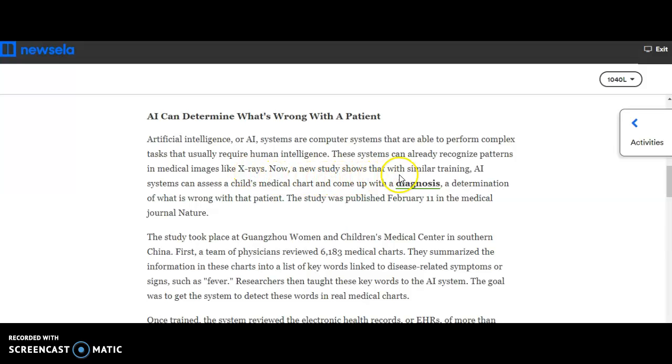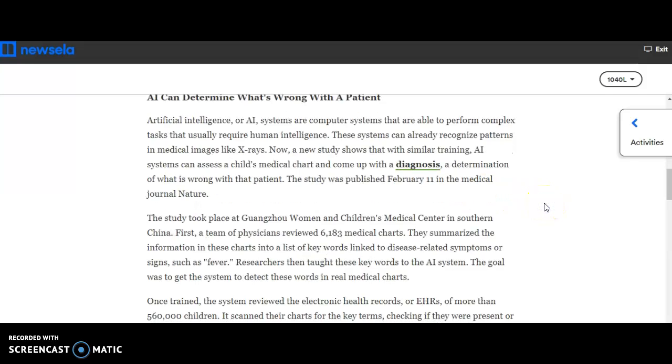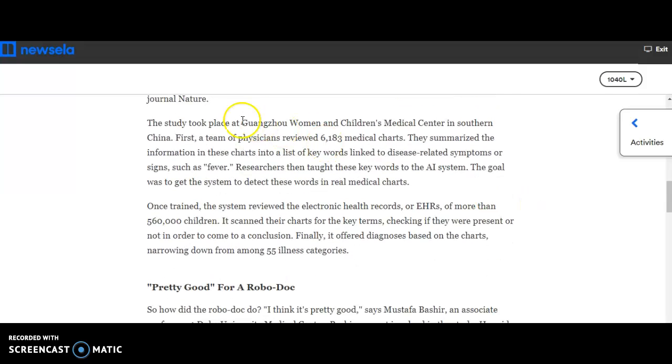Now, a new study shows that with similar training, AI systems can assess a child's medical chart and come up with a diagnosis, a determination of what is wrong with that patient. The study was published on February 11th in the medical journal Nature. The study took place in the Guangzhou Women and Children's Medical Center in southern China.